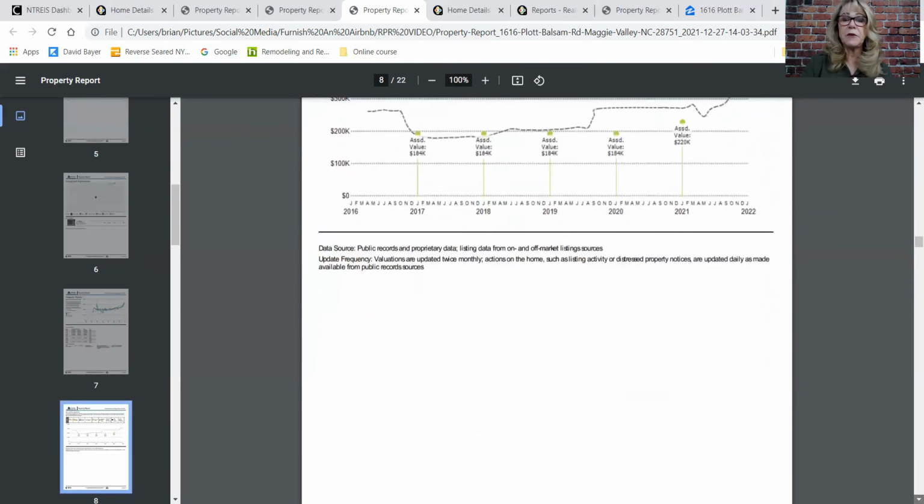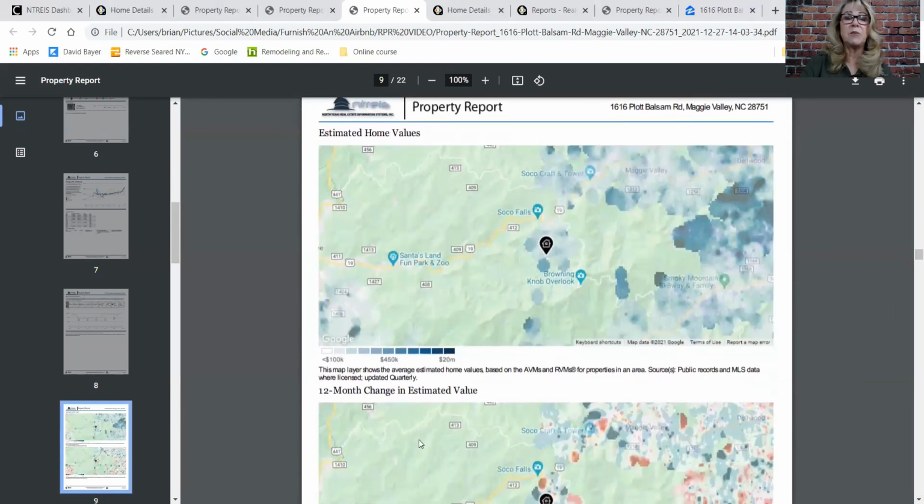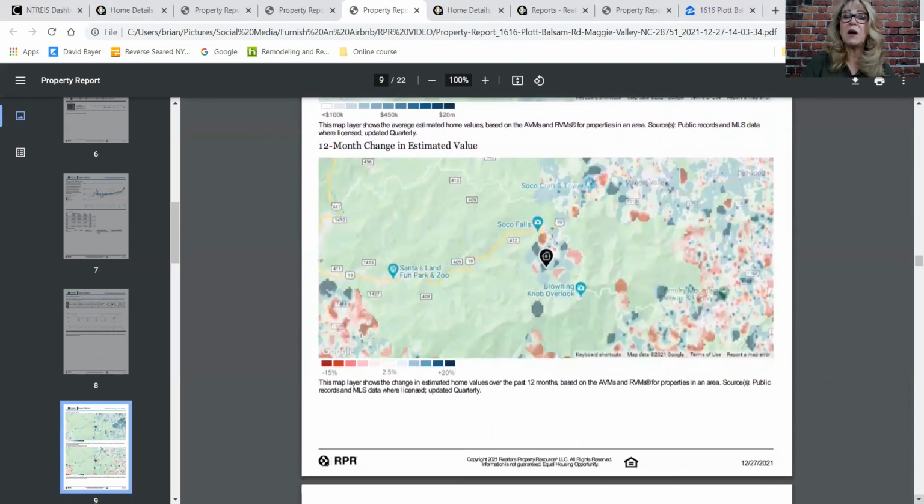I'm going to get down to some of the property reports. Okay, now here we go. Okay, average home sales based on the resources here. So again, there's not really any info there. Okay, that's okay. But here we go. Now we're getting to some 12-month changes. So now look at this, the distressed areas. Okay, here's the property. And then look at that right around there.